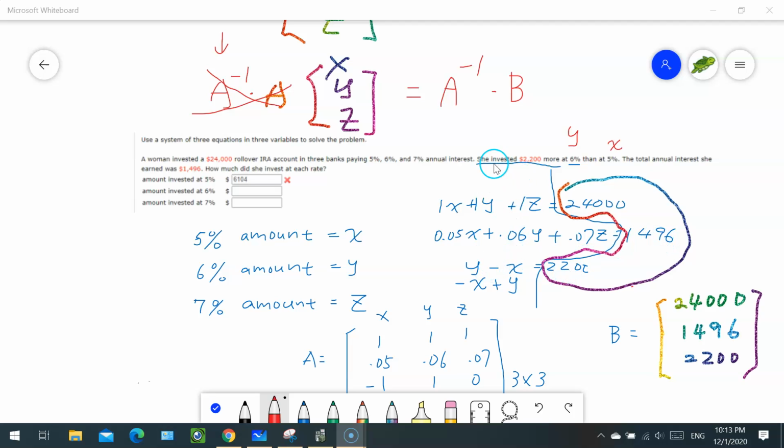And the third equation comes from here. She invested $2,200 more at 6% than at 5%. So that means 6% is Y. She put more money into the Y investment than the X investment. So Y minus X is equal to 2,200. So this is the equation.